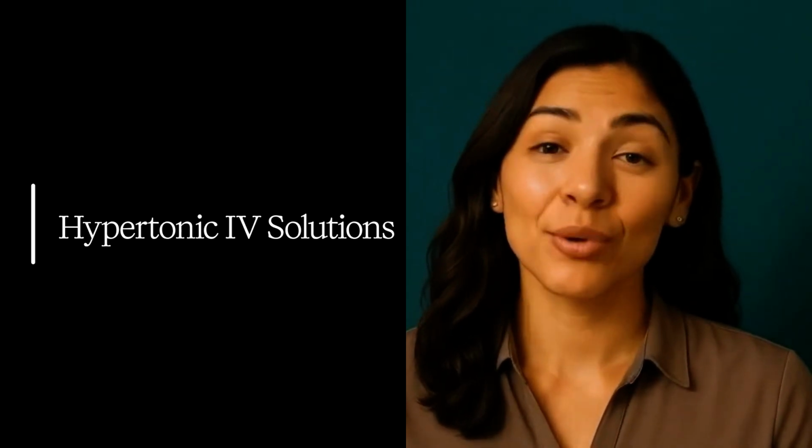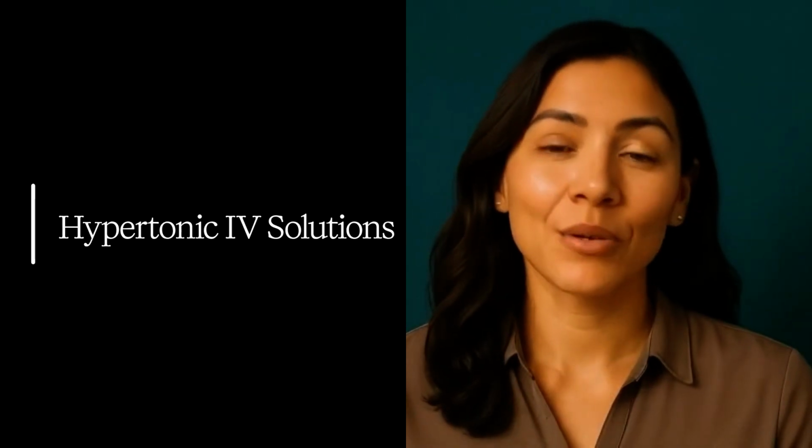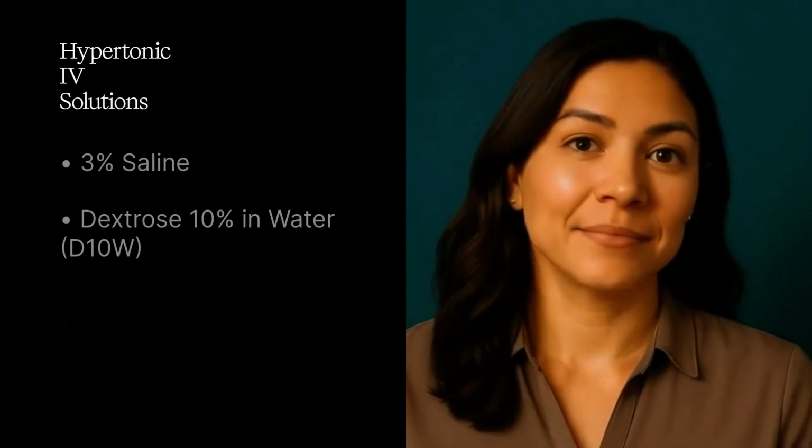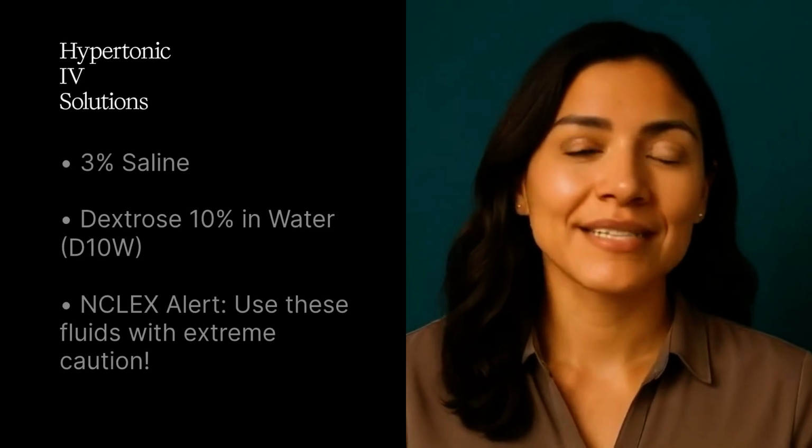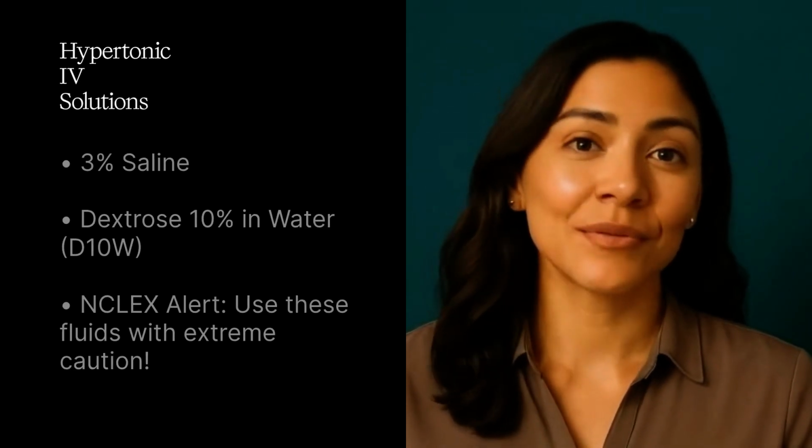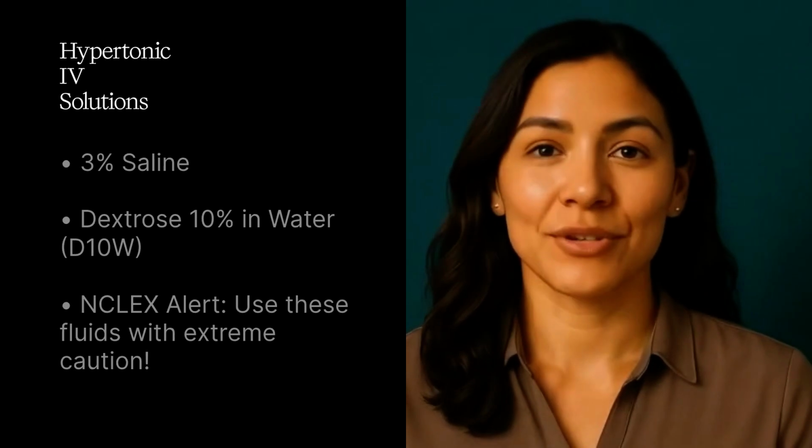Two, hypertonic IV solutions. Tonicity higher than the blood plasma. How they work. Because of the high solute concentration, water is pulled out of the cells and into the extracellular space. This causes the cells to shrink. When to use. To treat severe hyponatremia, low blood sodium, or to reduce brain swelling, cerebral edema. Examples. 3% saline. Dextrose 10% in water, D10W. NCLEX alert. Use these fluids with extreme caution.